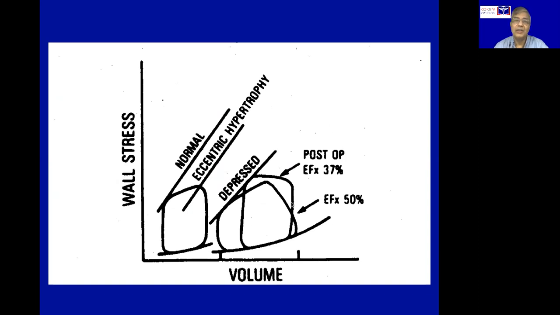So in case this patient undergoes a mitral valve replacement, the shape of the pressure volume loop becomes okay. But remember, the pressure volume loop works on the rightward side of the curve. And as a result, the ejection fraction, in case it was 50% before surgery, falls to 37% after surgery. It's a very severe fall after surgery.